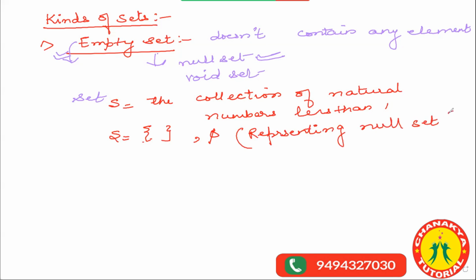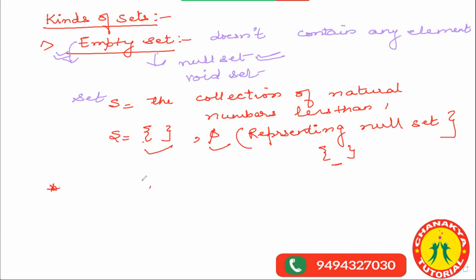Which two, ma'am? First empty braces, and second is φ. The empty braces are these two brackets only, and they should be empty. Nothing should be written inside. Okay?